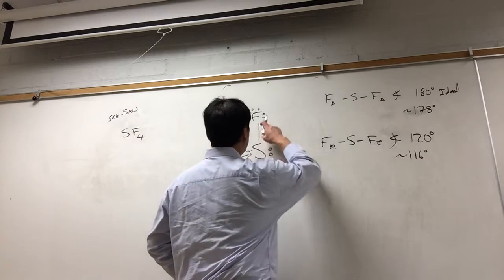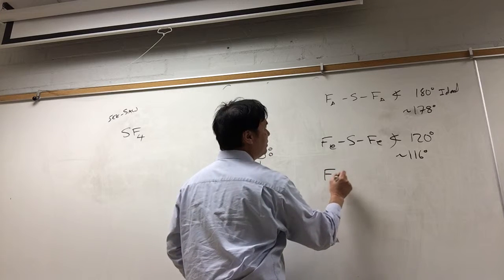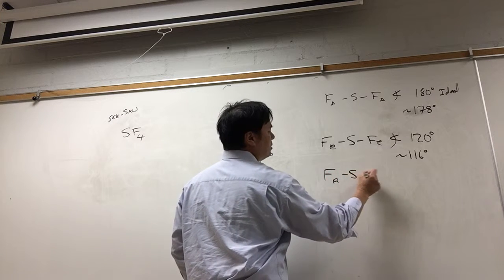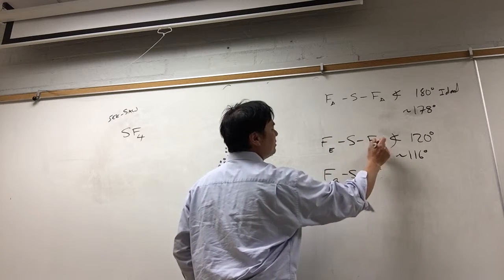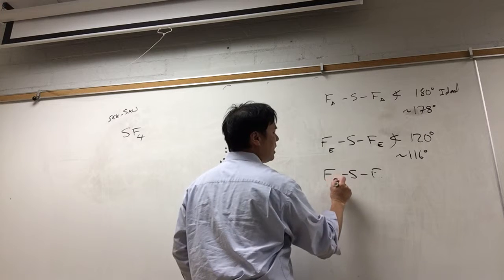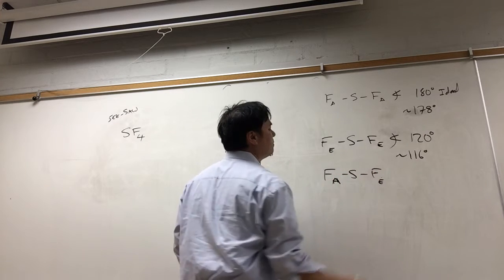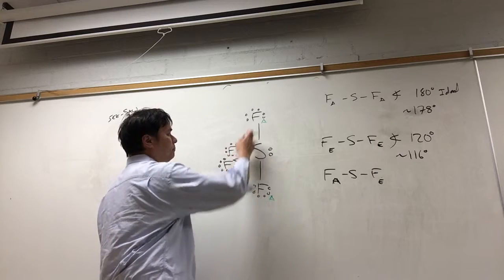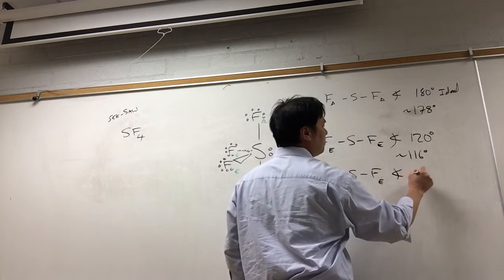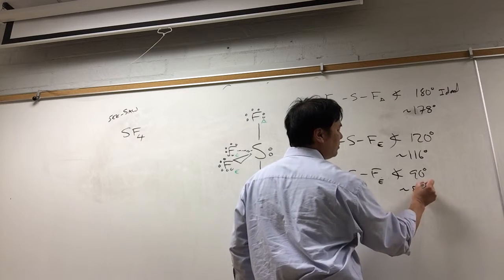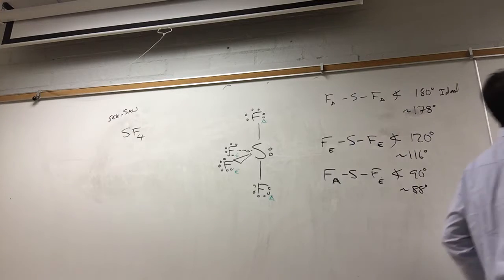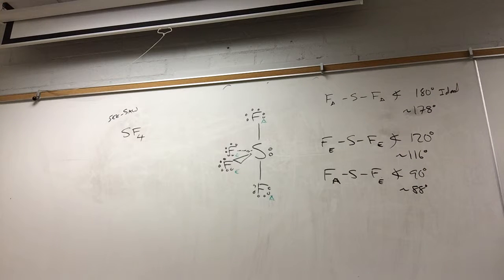And then we have the axial to equatorial. And so if we go axial, sulfur to equatorial, this looks like iron. Let me change this. And so axial to equatorial, then it should be at 90 degrees. We expect some distortion because of the lone pair, so we'll just say about 88 degrees, plus or minus a bunch. And so that's the seesaw geometry.